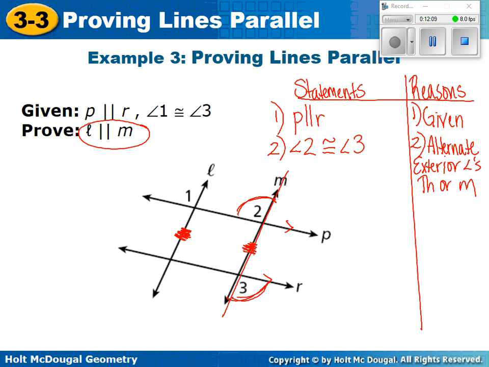Why didn't we say converse of? Okay, we already know the lines are parallel. We're not proving the lines parallel, and the only time we use converse is when we're proving the lines are parallel. Okay, so now we have 2 is congruent to 3. I'm going to write down my other given. Angle 1 is congruent to angle 3. Given.